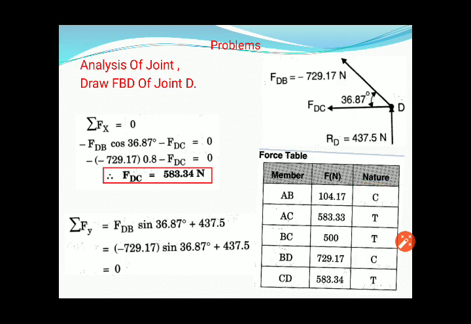So like this, you have to consider each and every joint separately and find the forces in the members, and you have to make a tabular format and show these members. So this completes your first numerical. Now we'll move to the second numerical.